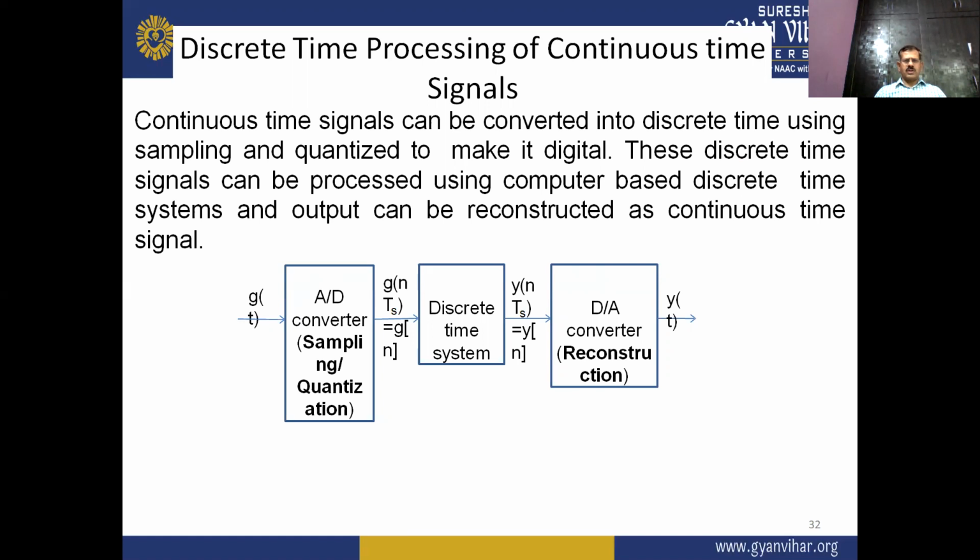So this is the diagram of discrete time processing of continuous time signals, in which an analog signal is converted into quantized form, processed in the discrete time system in digital form, and by the D to A converter the signal is reconstructed into the analog signal form.